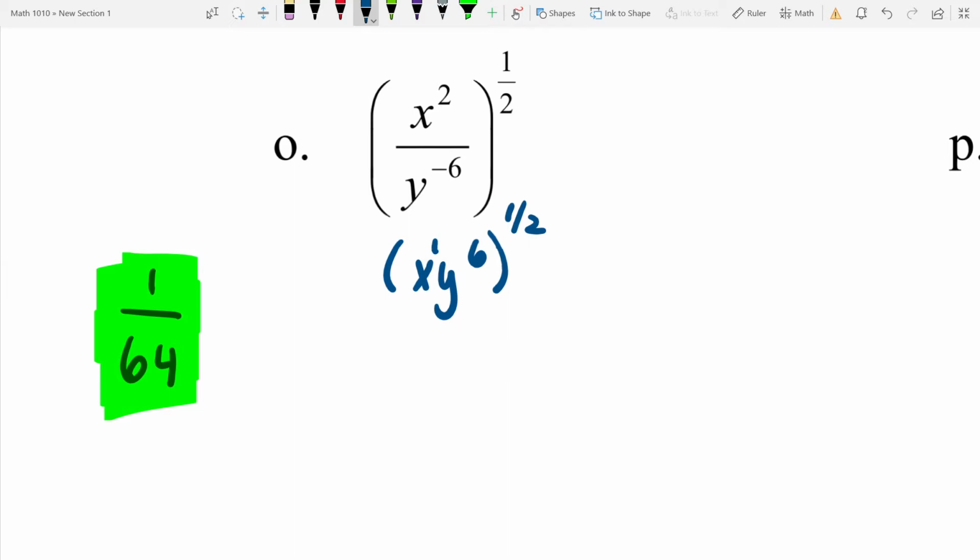X to the 1st to the 1/2. Yes. Oh, yeah. Thank you. X to the 2nd raised to the 1/2. Y to the 6th raised to the 1/2. What do I do to those exponents? Tell me with one word. Multiply. Good. So the x is raised to the 2 times 1/2. What is 2 times 1/2? It is 1. And then the y is to the 6 times 1/2. That's like 6 divided by 2. That's what that means, which is 3. That's your answer, and you're done.